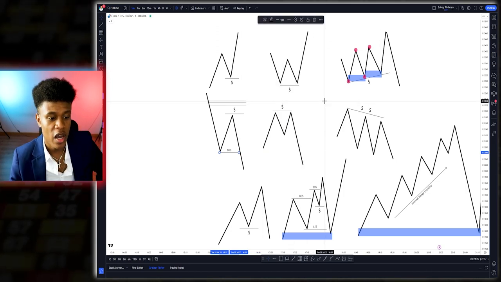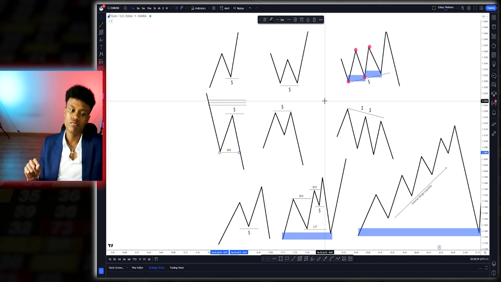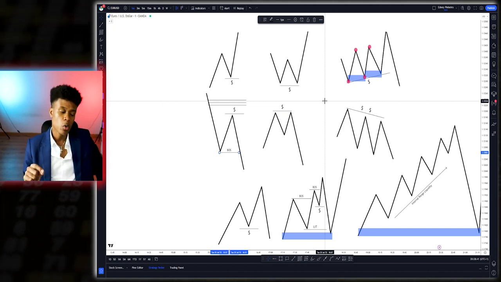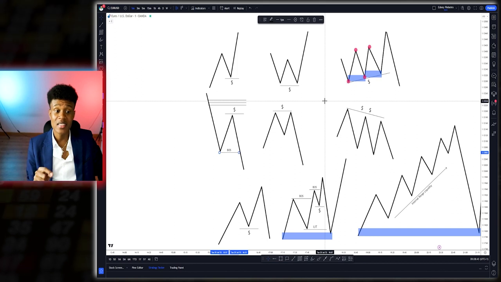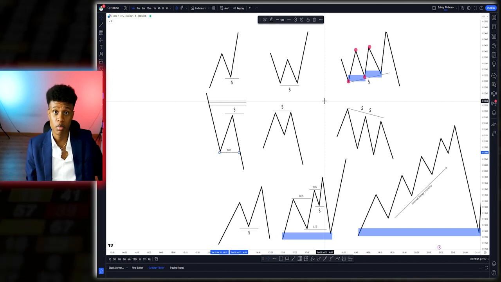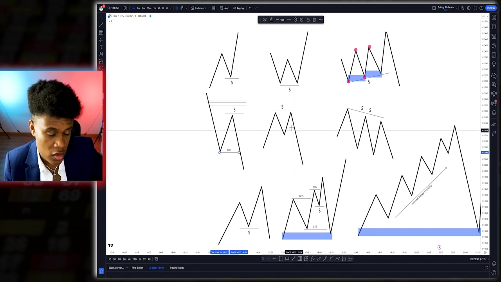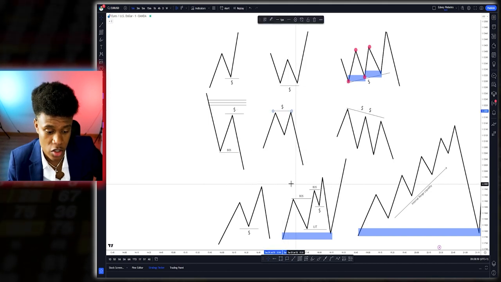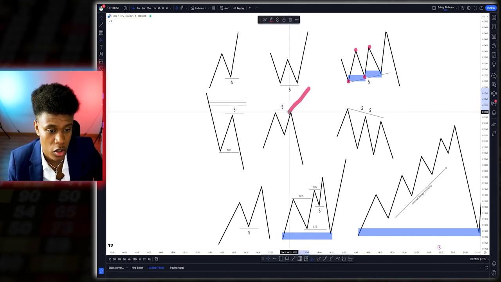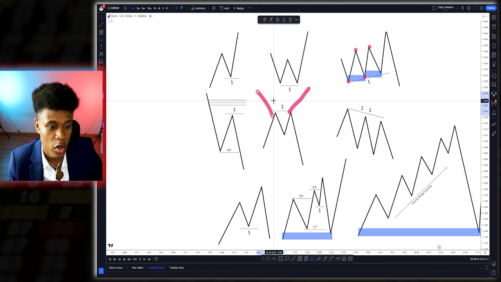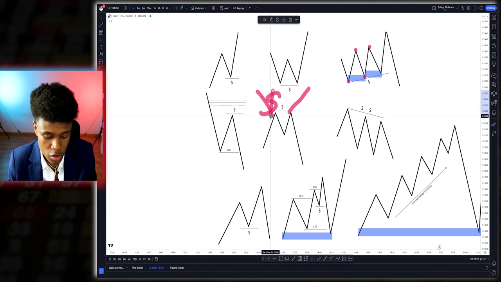But actually, if you pay attention to it, this is also inducement, okay? We will talk about inducement very soon, but this is inducement and also a liquidity build. So this is a skew scenario. Of course, you can see it's clearly a double top. We have one top right here and another top right here.